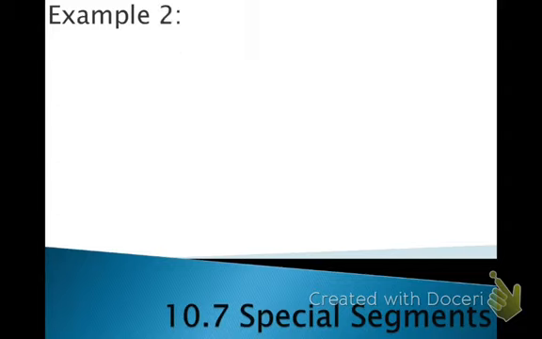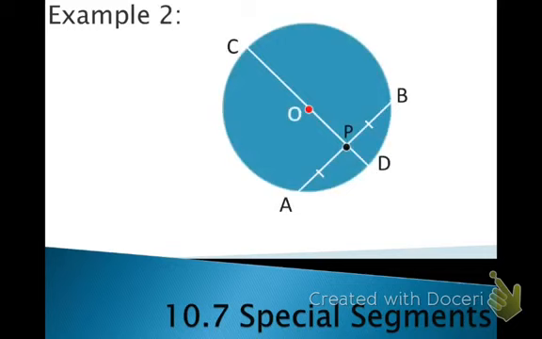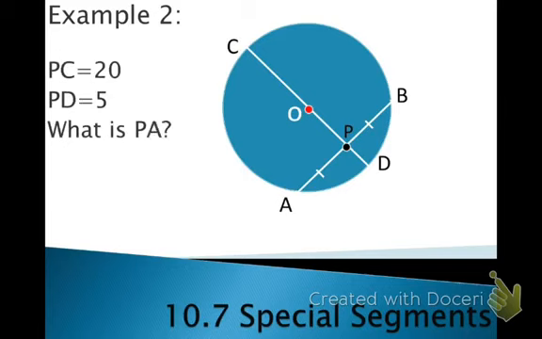Let's move on to another one. Example 2. So similar situation. This one goes through the center. Not a big deal, right? We talked about this theorem previously, where if we have a line that goes through the center, it's going to bisect that other chord. Okay. So in this situation, we see that PC is 20 and PD is 5. Now we're given in this situation, yes, this is a bisector. So I'm going to call these each X.